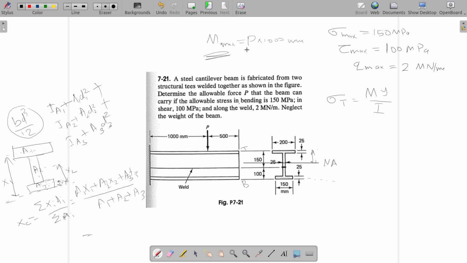So with the maximum bending moment, area moment of inertia, and Y, you can calculate sigma t. Similarly, you can calculate sigma bottom. There the only difference will be a different value of Y.